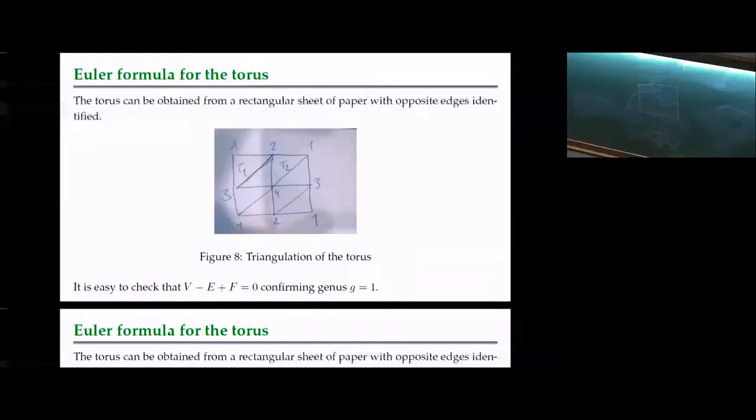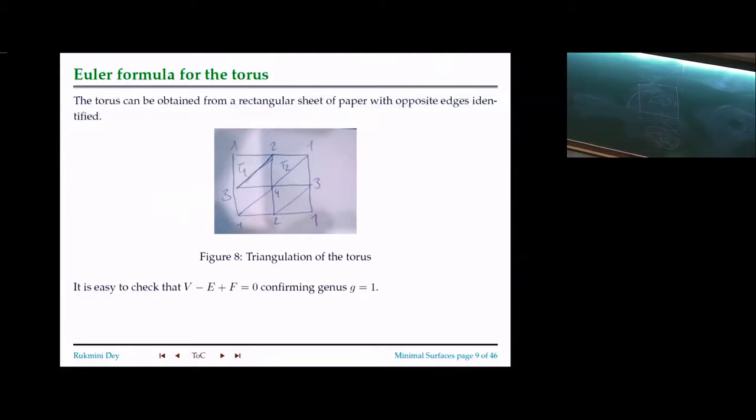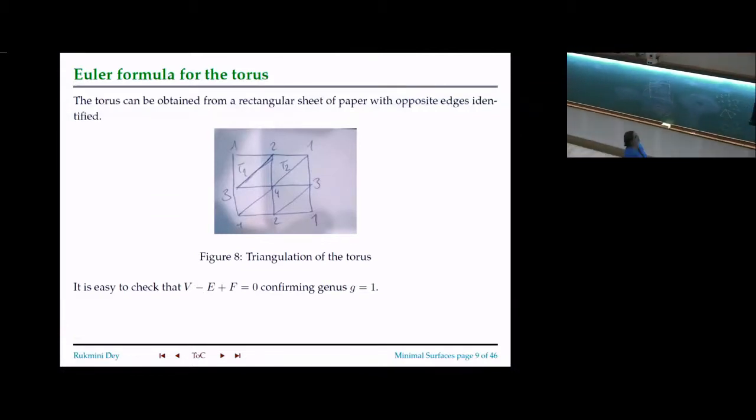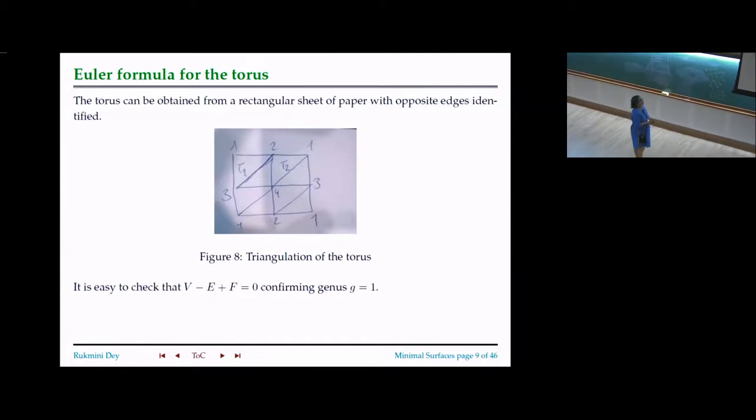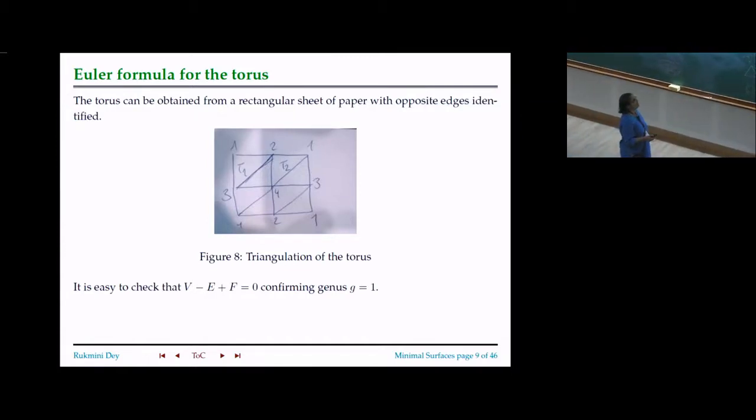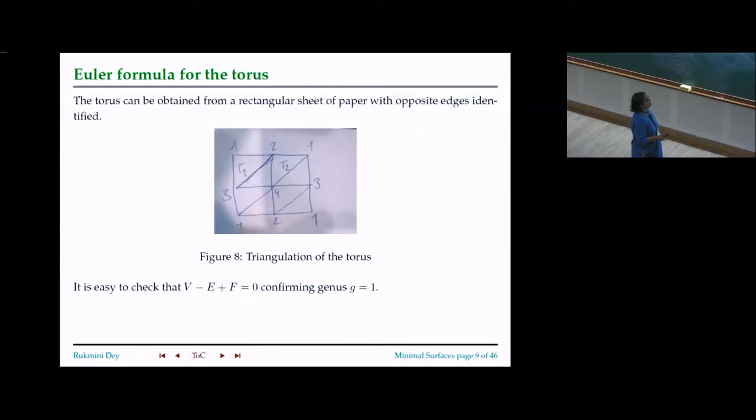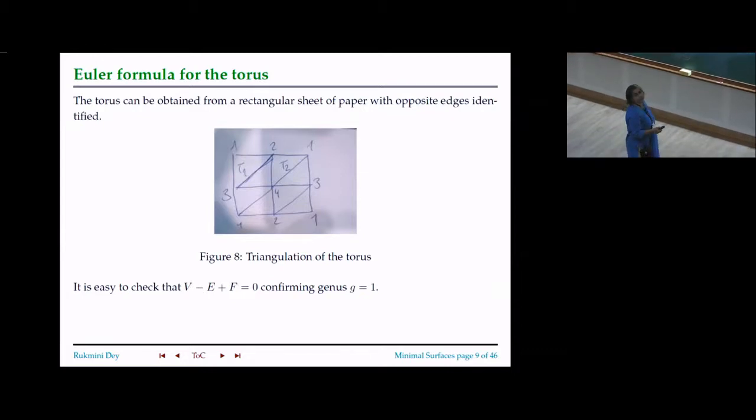And now you can see, I will go back to this. So this is the second vertex which has been identified here. The third vertex has been identified there. Okay. So this 1, 3 edge is actually nothing but this 1, 3 edge. And this 3, 1 edge is nothing but the 3, 1 edge. So you shouldn't count them twice. When you do V minus E plus F, you shouldn't count them twice.